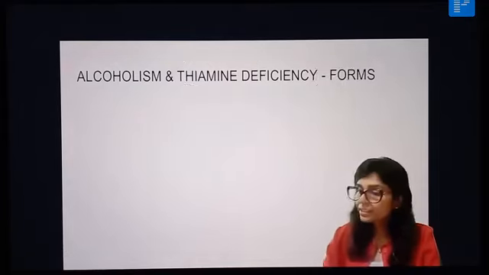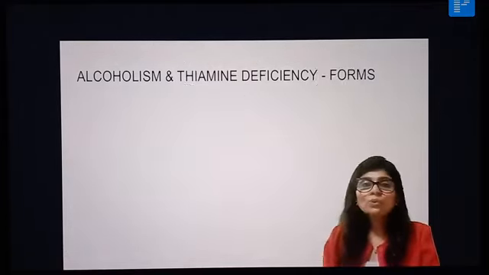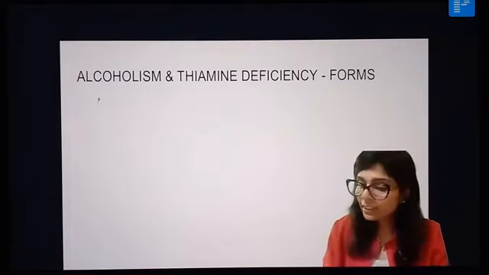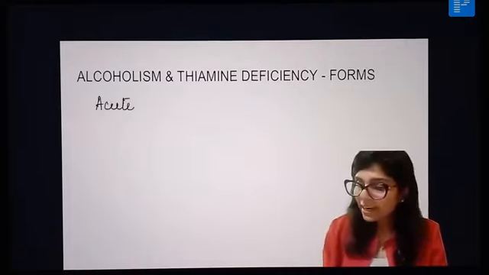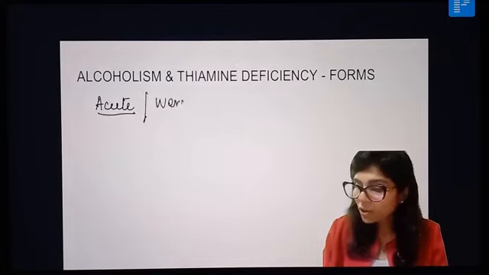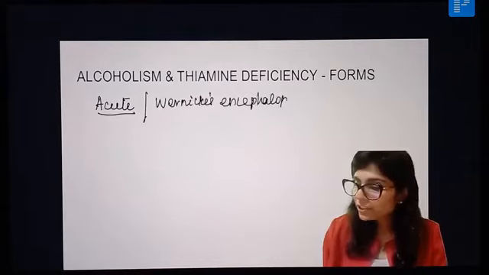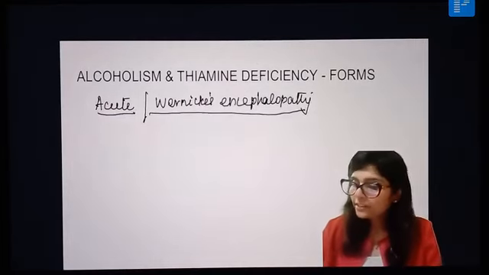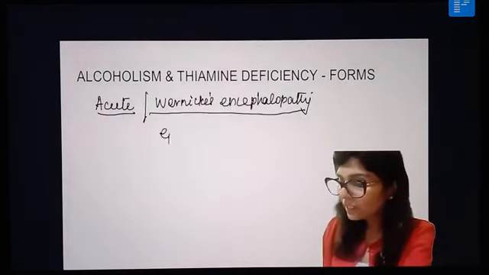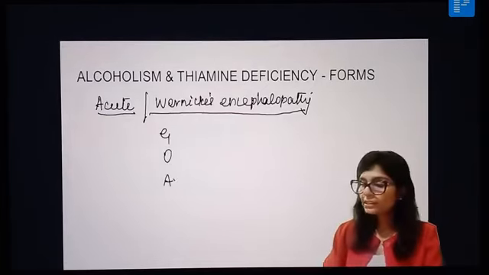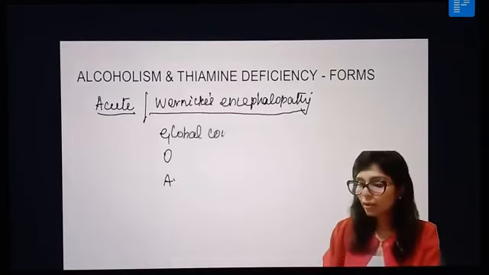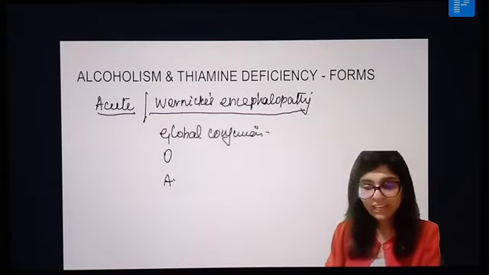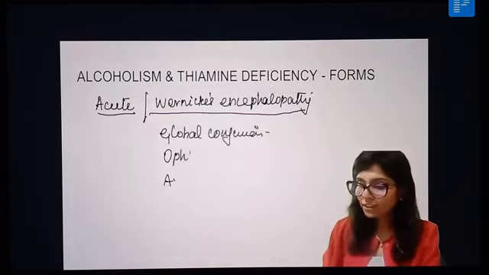So that presents in 2 forms. One is acute thiamine deficiency. The other one is chronic thiamine deficiency. And as I said, acute thiamine deficiency is otherwise called Wernicke's encephalopathy. And what is the mnemonic I gave for Wernicke's encephalopathy? It is GOVA. What does GOVA stand for? Global confusion. All of you please answer. Can I see some interactive answers here please? Global confusion, ophthalmoplegia and ataxia.